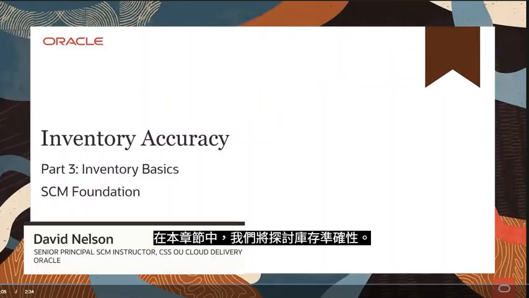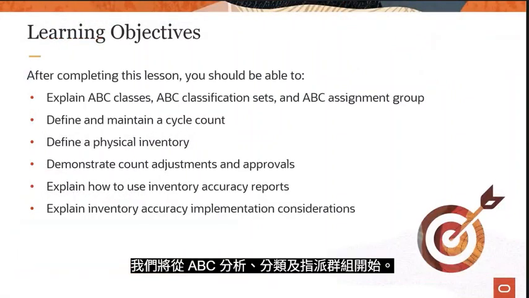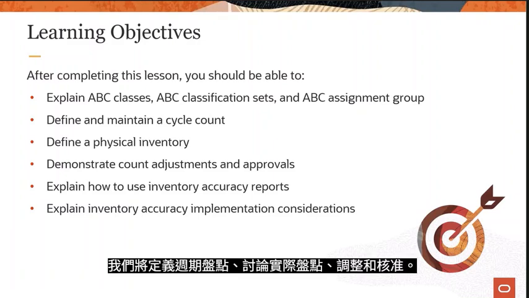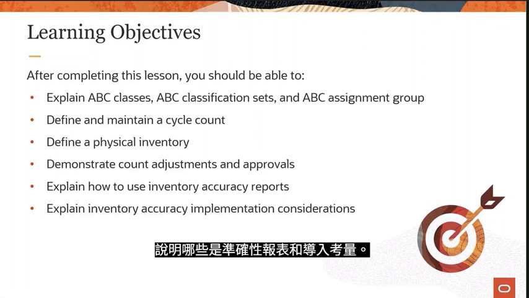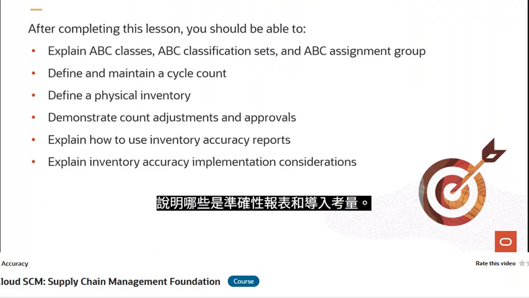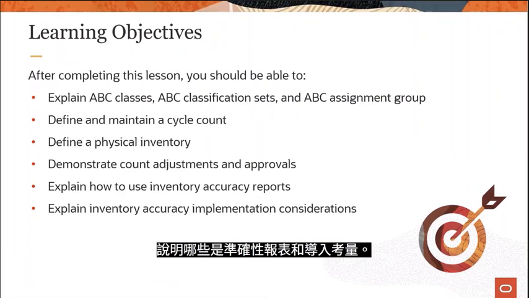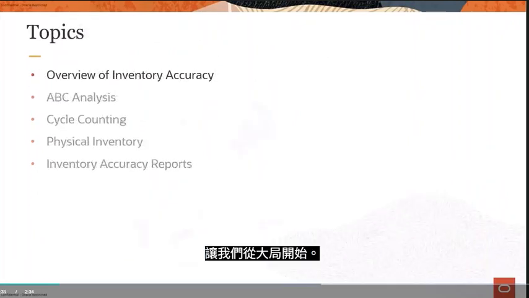In this lesson, we're going to talk about inventory accuracy. We're going to start off with ABC analysis, classification, and assignment group. We're going to define a cycle count, talk about the physical inventory, adjustments and approvals, explain inventory accuracy reports, and implementation considerations. So let's start with the big picture.